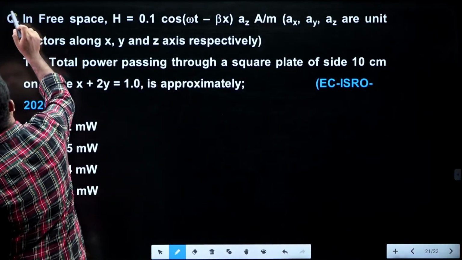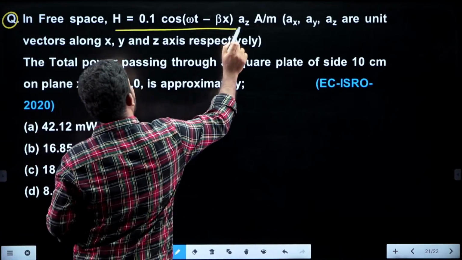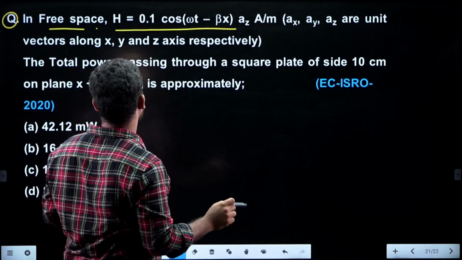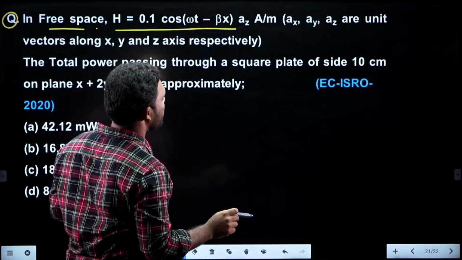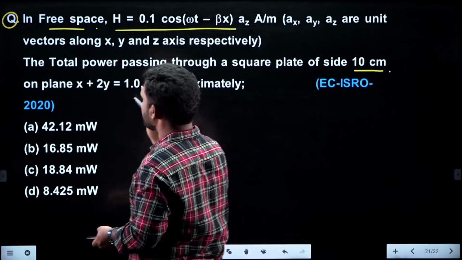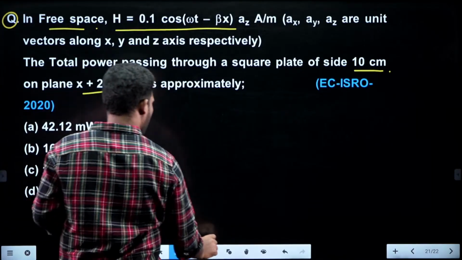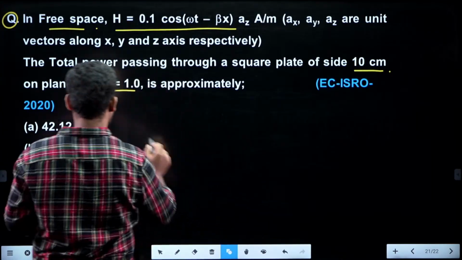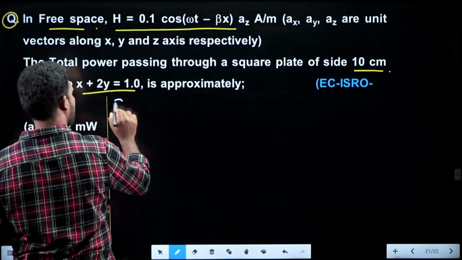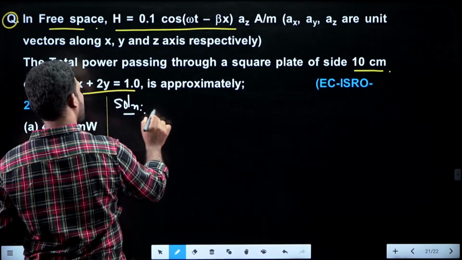The same model you will find in the GATE paper also. In free space, the magnetic field is given. He is asking what is the total power crossing through the square plate of side 10 centimeters, and where that plate is located, like this here, approximately. So how do you find out the power? First you need to find out the power density, P average. Then you need to perform the integration.